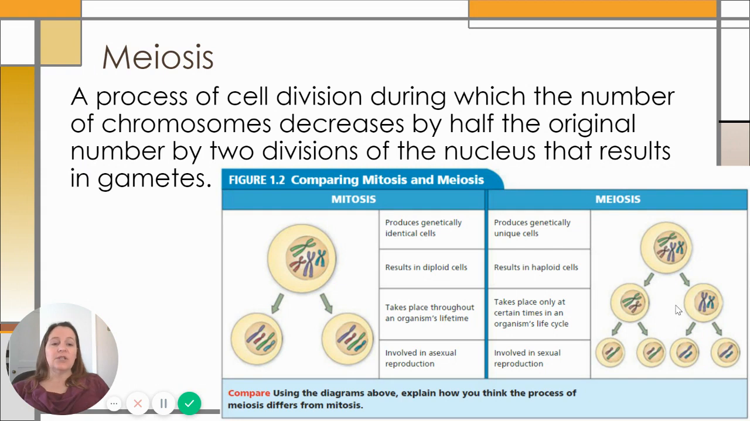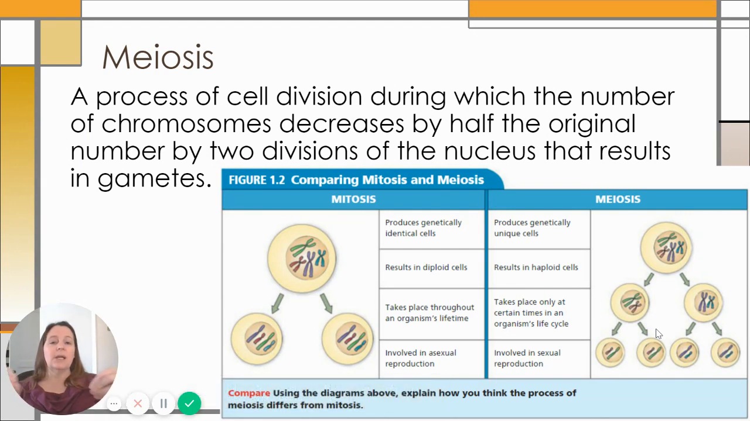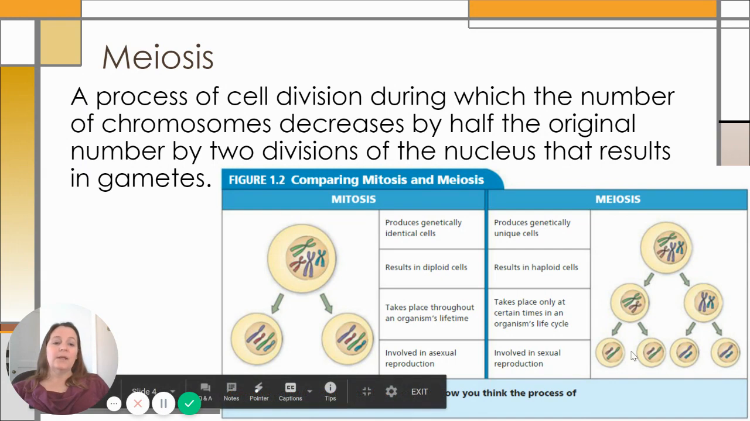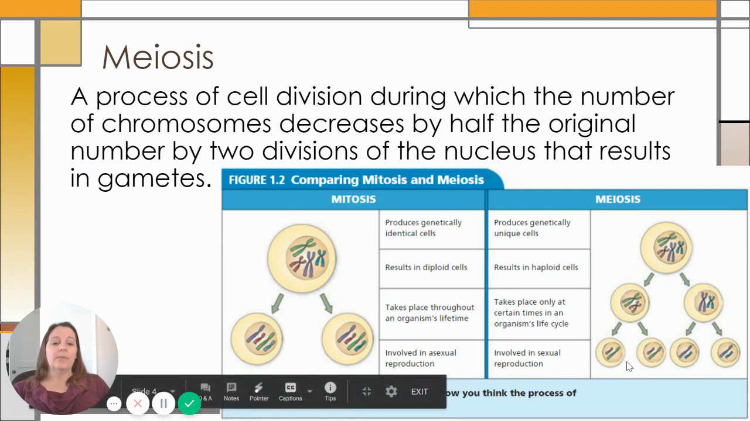In the second division, we then take those X-shaped chromosomes and we separate the sister chromatids like we did in mitosis. So then we end up with 23 I-shaped chromosomes in each of the resulting cells.